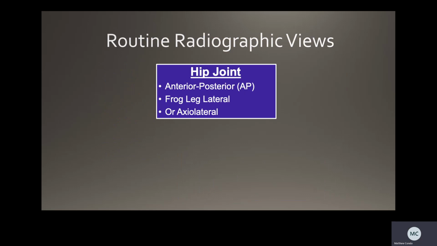So routine radiographic views that we're going to see, typically we're going to see an AP, typically we're going to see a frog leg lateral. Very rarely you're going to do a lateral, and that's simply going to be just based on positioning what you're actually going to see.